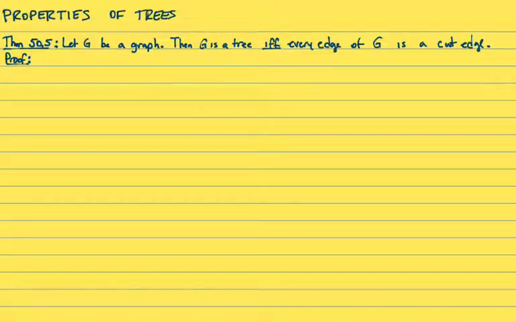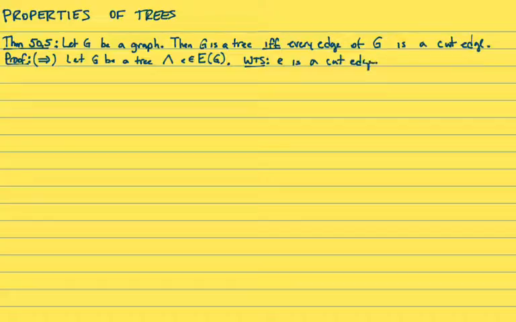So let's go in the forward direction. This is an if and only if proof, so we have to do both directions. For the forward direction, we're going to assume that G is a tree, and we're going to let E be an edge of the graph. What we want to show is that because it's a tree, E has to be a cut edge. To be a cut edge, we want to show that G minus E, that is the graph when you remove E from it, is disconnected.